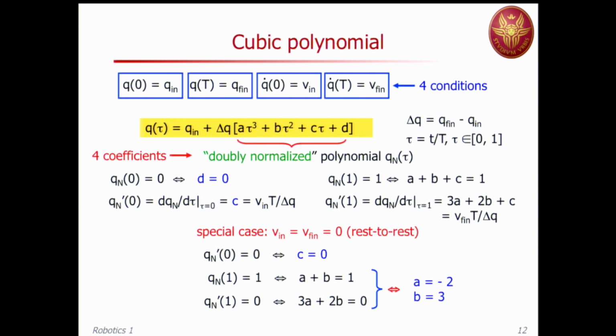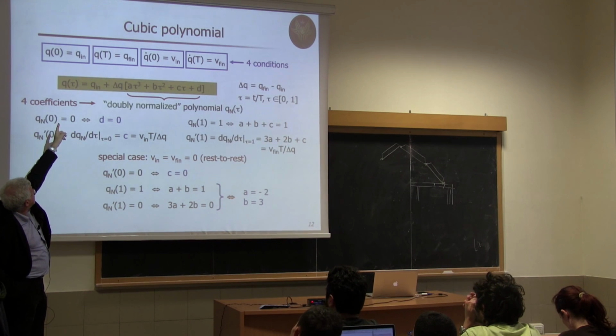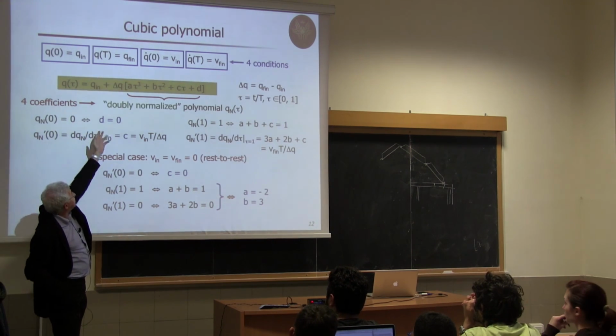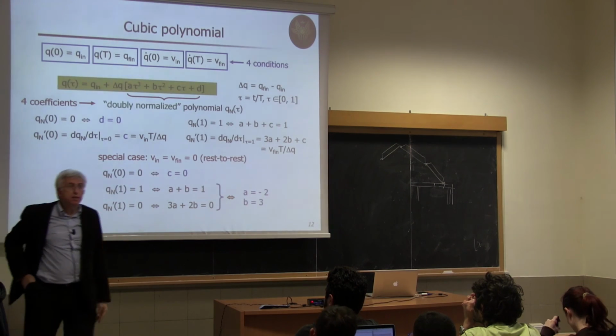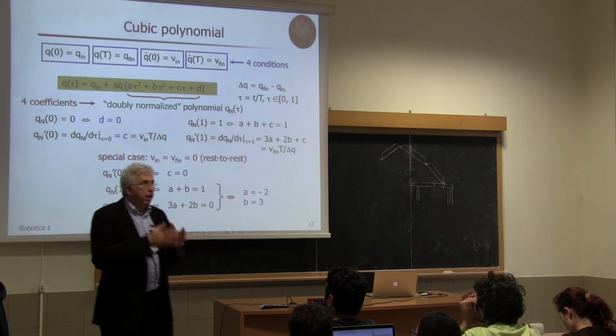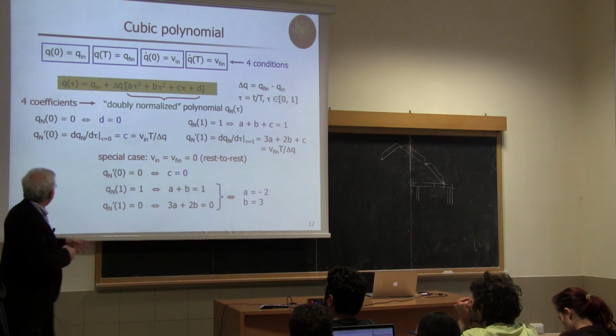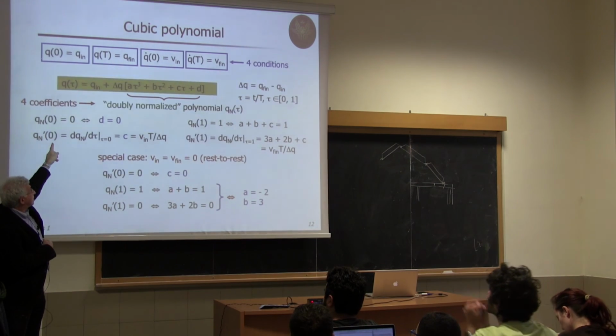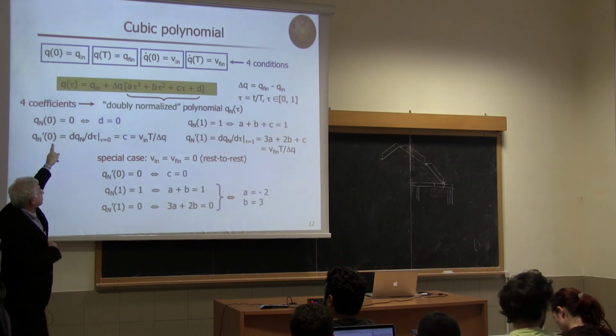Okay? Then I should start with initial velocity v initial at time 0. So I take the derivative with respect to time of this function. The first term is a constant. The second is delta q times the derivative of the rest with respect to time. But I see only tau there. So I should take the derivative with respect to tau, which is what I write here, and evaluate it at tau 0, which is time 0.